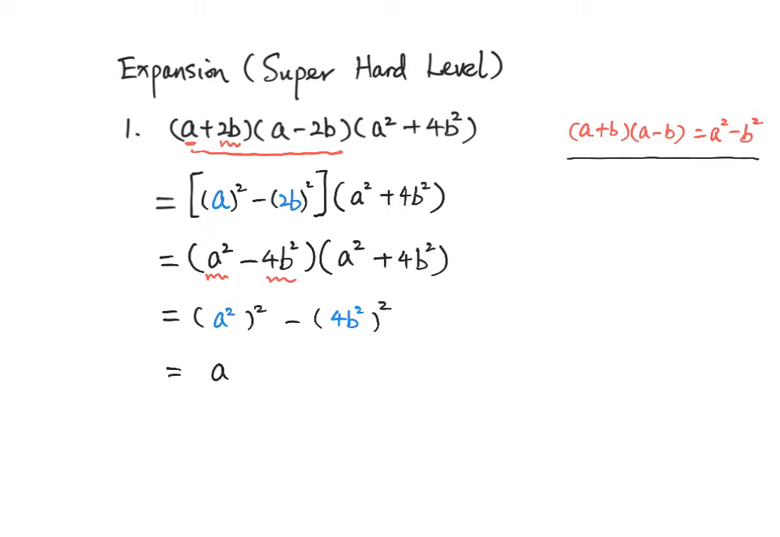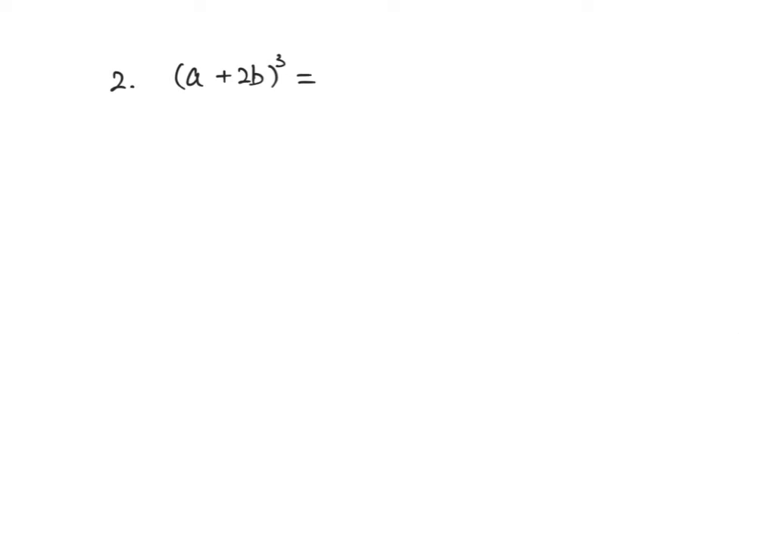So we can use a to the power m bracket to the power n equal to a to the power m times n. So 2 times 2, which equal to 4, minus 4 squared, which is 16, b squared squared, so b to the power 4. Okay, that's it. This is the second example.